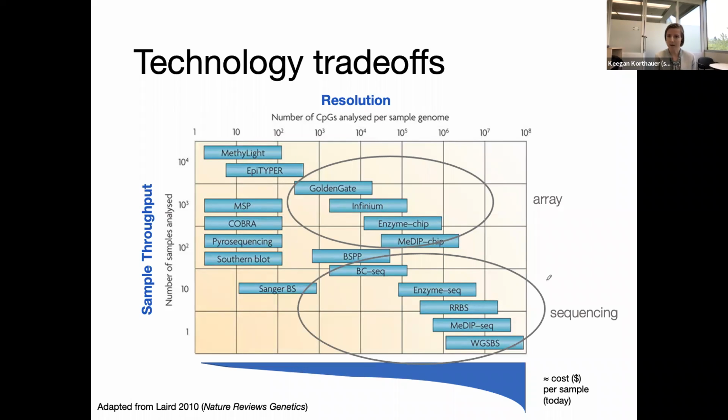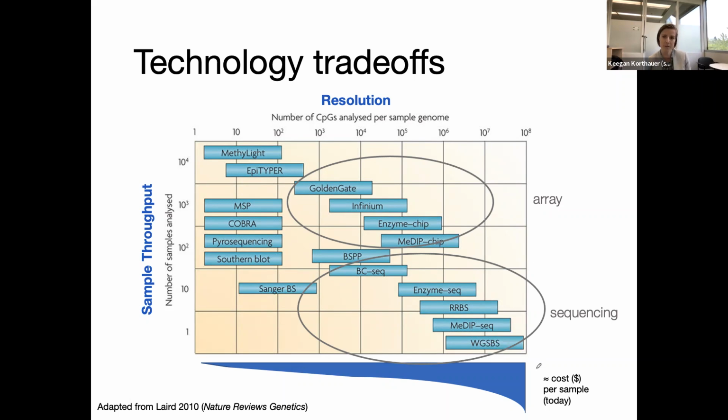But the trade-off is that they have lower resolution. So they measure fewer sites per sample compared to methods that use sequencing. And then as well as sequencing, you get fewer samples because they are much more costly per sample.